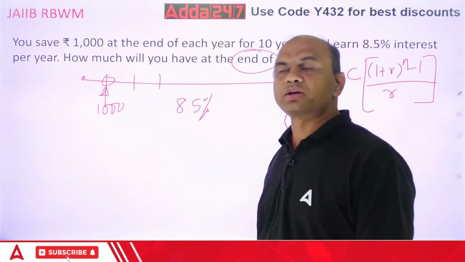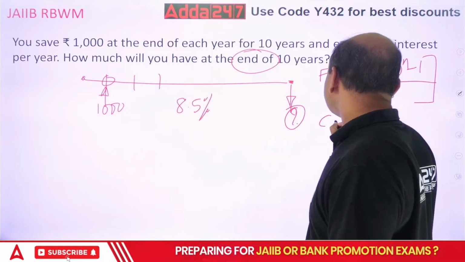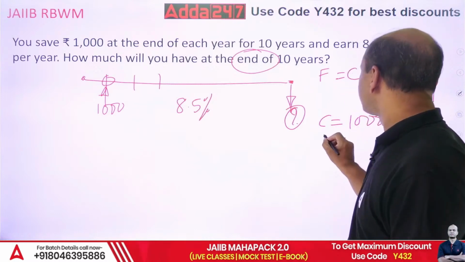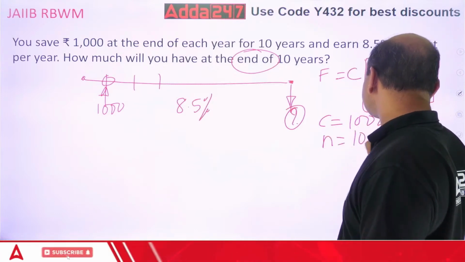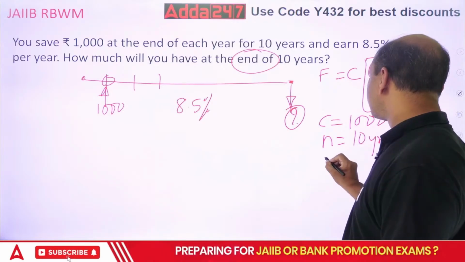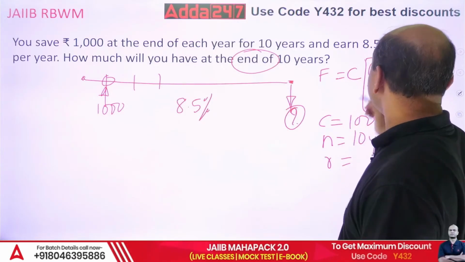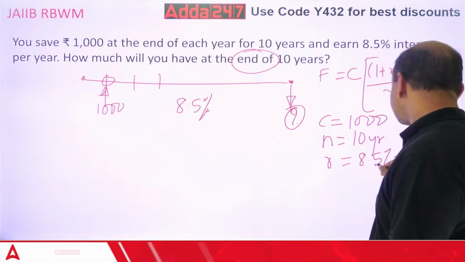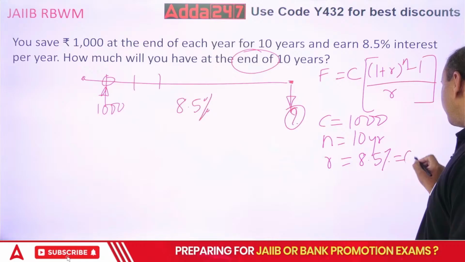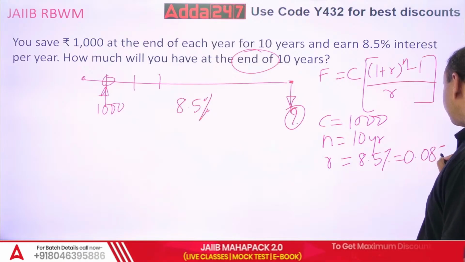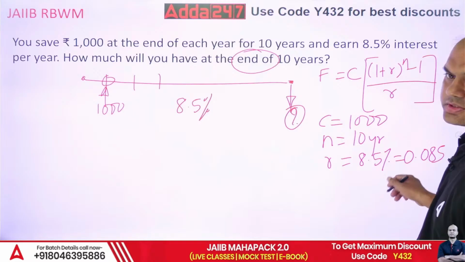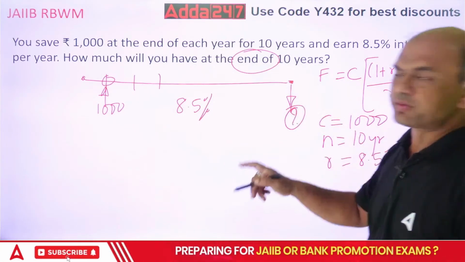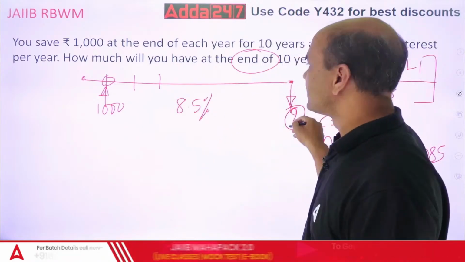What is C over here? C means every year what I invest, 1000. What is N over here? N equals 10 years. What is R over here? R equals 8.5%. So solve this first: 0.085, divided by 100. Now use this and find the future value, because this is what you want. At the end of 10 years, how much will you have?